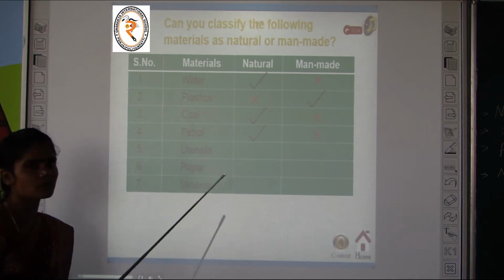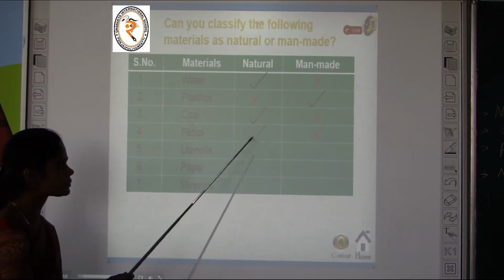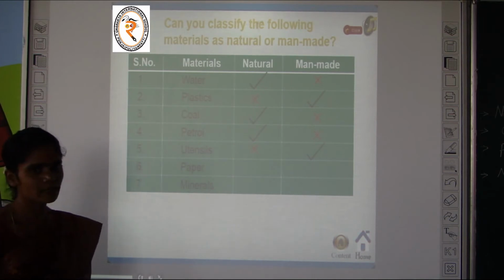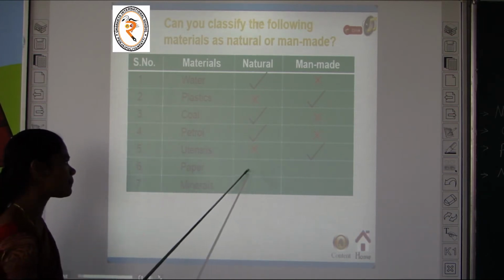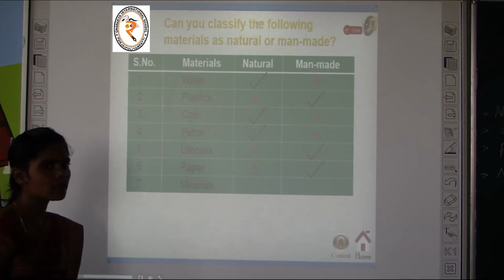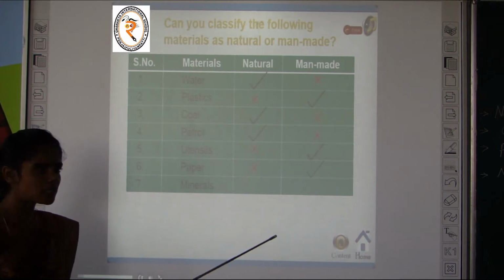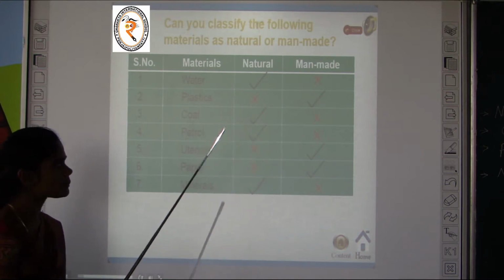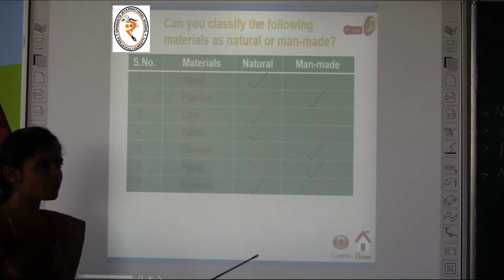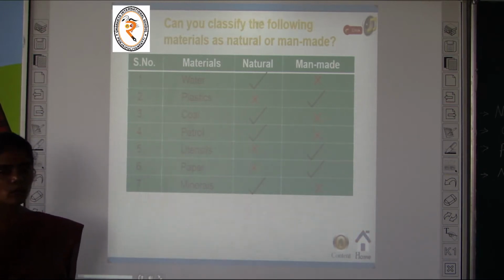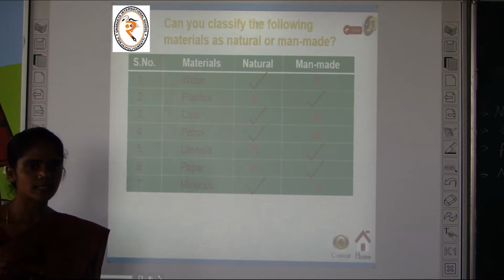And utensils. Are they natural or man-made? Utensils are made by humans, so they are not a natural resource. So it is a man-made material. And the sixth one, paper. It is also made by humans, so it is a man-made material and not a natural resource. And the fifth one, minerals. Are minerals natural or man-made? It is a natural material. Okay, so in this class we will discuss what natural resources are.